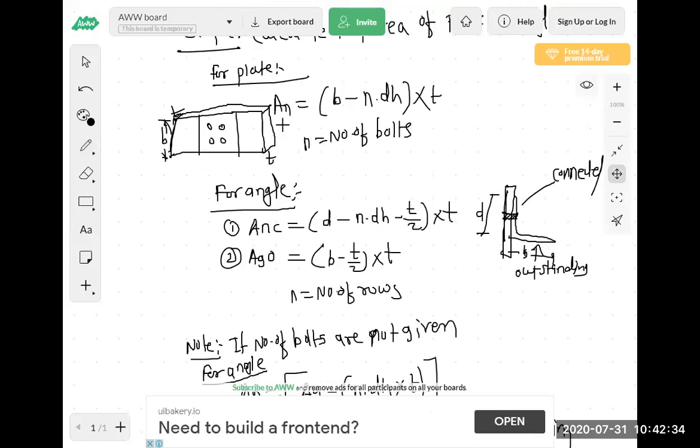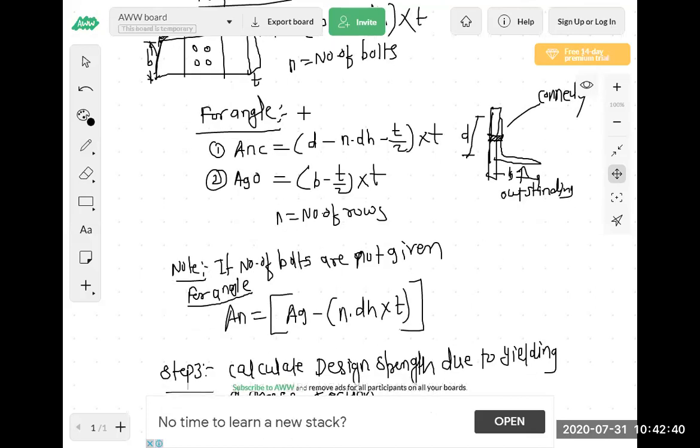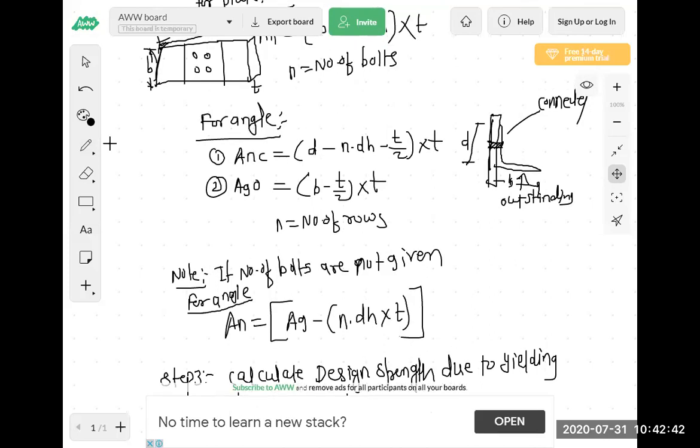See, for plate we have calculated An here. For angle, here again you can write down.